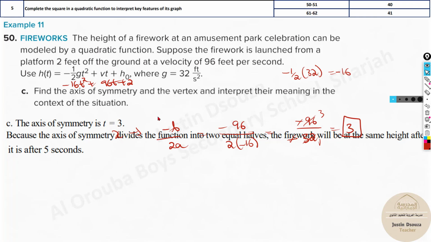And what else is required? Here, this is supposed to be 3. Say the axis of symmetry is 3. Basically, over there, it is dividing into equal halves. So it'll be the same height after 3 seconds. So this is supposed to be 3. The axis of symmetry is that point over here, which divides into equal halves.